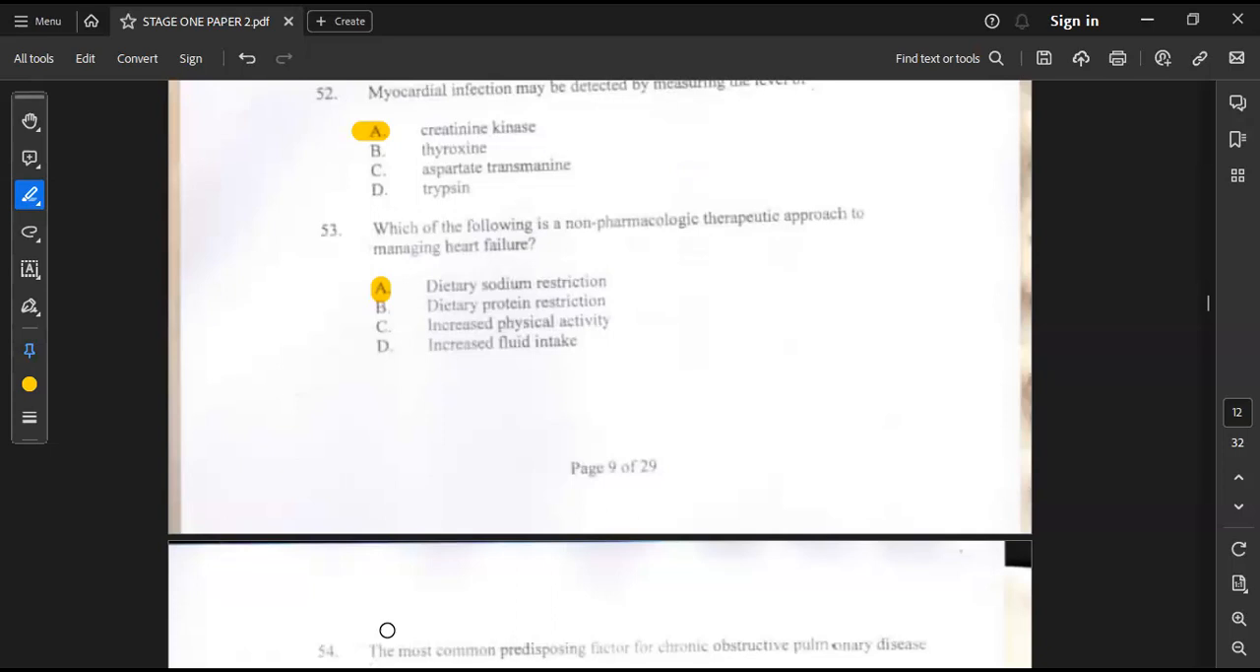I think it's because they are the high ceiling diuretics. They are the potent diuretics.